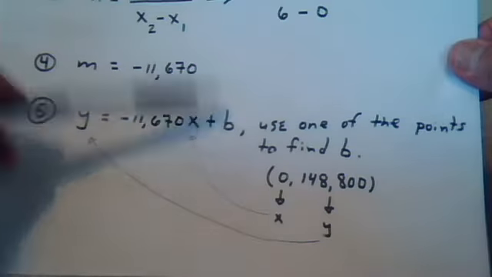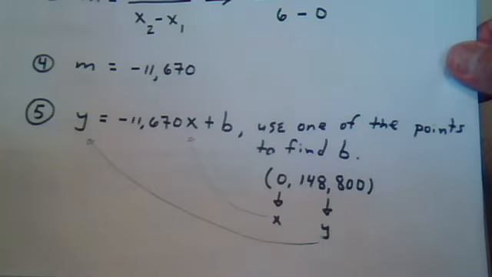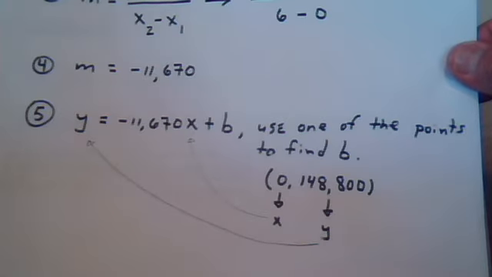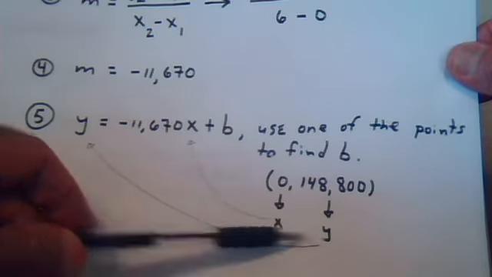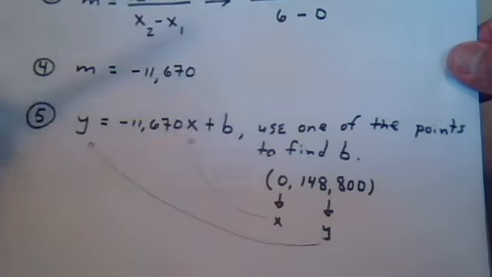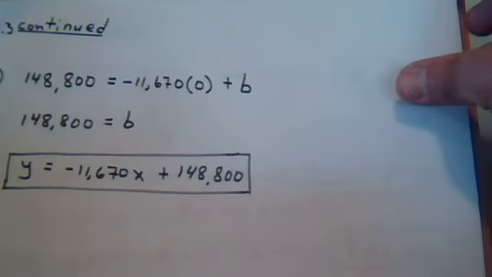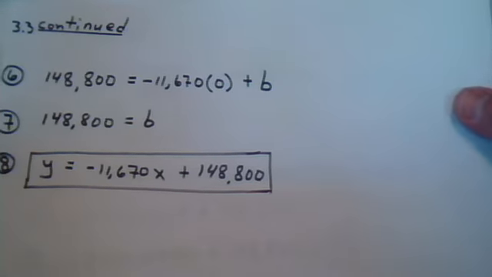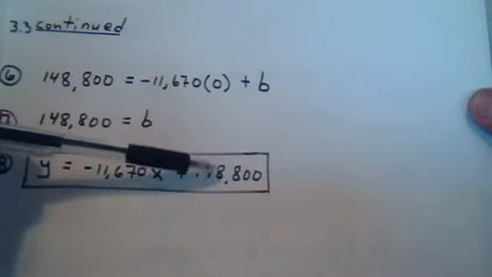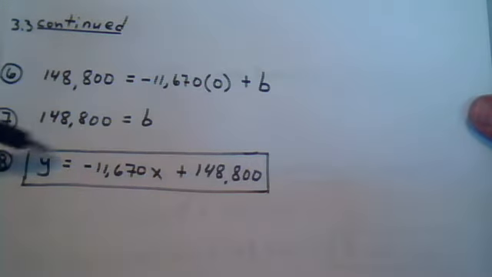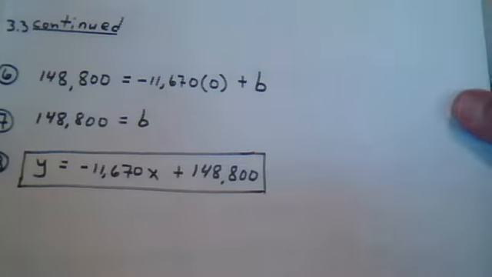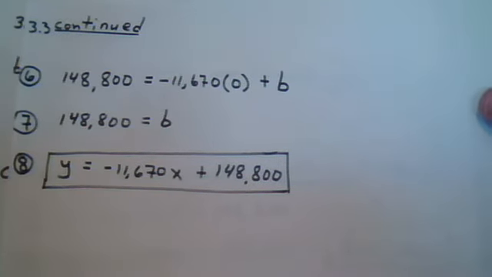Now we need to find the b. To find the b, use one of the points to find b. So use one of the 2 points. Either of those will give you the same answer. I'm going to use this one since it's easier, has a 0. So this is the x, plug it in for the x. This is the y, plug it in for the y. So the only thing that would be missing would be the b. Get that b by itself, solve for the b. And now we know the b is this number, 148,800. Here is our linear function that describes the data they gave us.